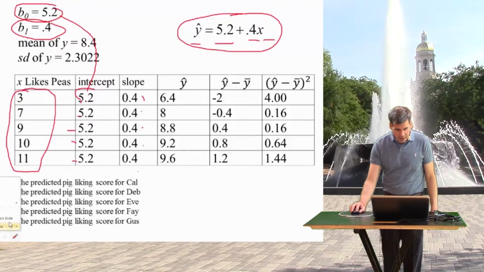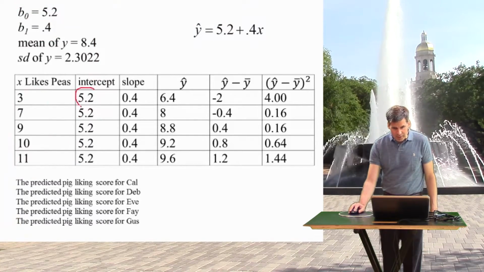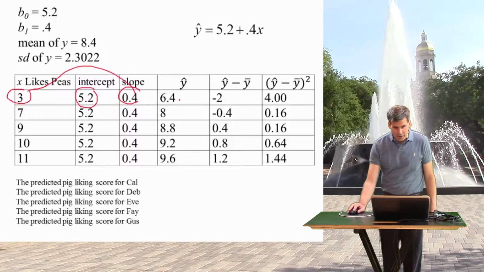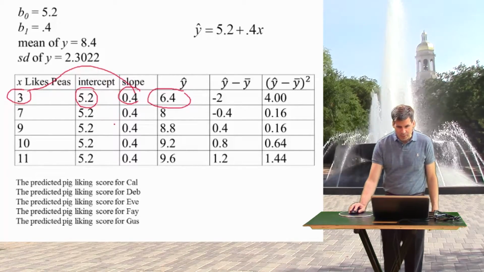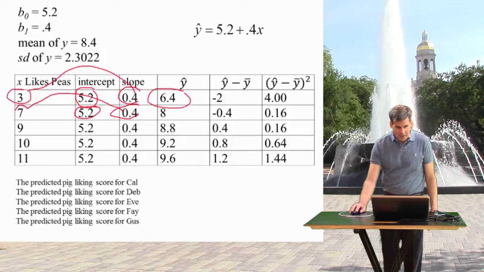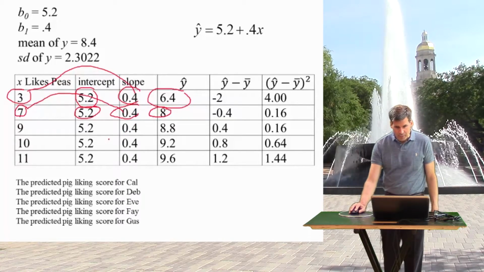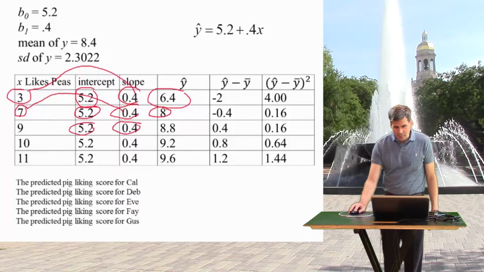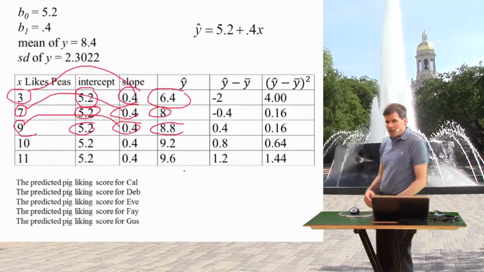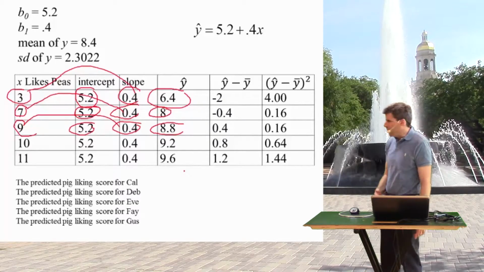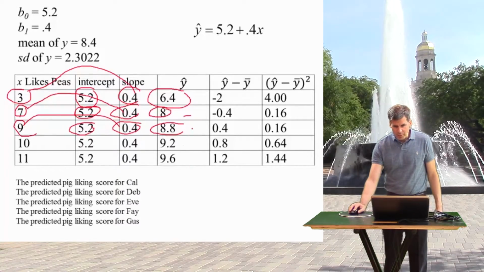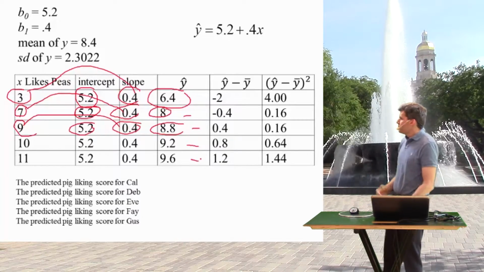And this made it very easy for me just to set up, because I can just now take your intercept plus slope, 0.4, times x, 3. And for the first person, that was 6.4. Take the second person. The intercept, 5.2, plus the slope, 0.4, times x, 7, and I get 8. Third person, intercept, 5.2, plus slope, 0.4, times x, 9, I get 8.8, and so forth. So I can calculate every single person's predicted score. And now I've got the 5 predicted scores for Cal, Deb, Eve, Faye, and Gus. I've got all their predicted scores, 6.4, 8, 8.8, 9.2, and 9.6. So there's their predicted scores.